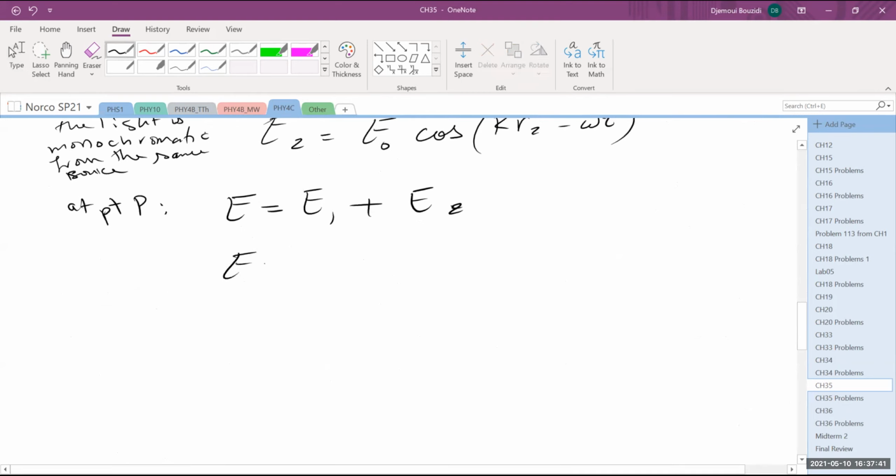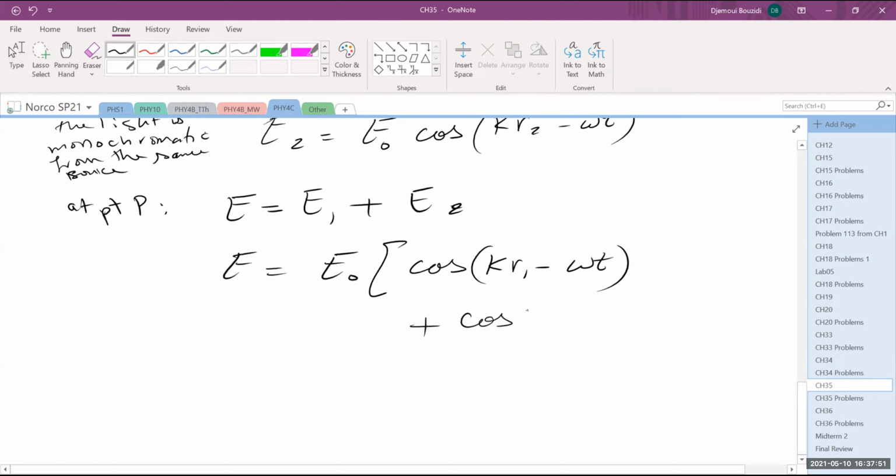I'm going to use some trig identities. So E is equal to E naught, open parentheses, cos of KR1 minus omega t plus cos of KR2 minus omega t. Actually, for convenience, I'm going to write R2 first and R1 second. It doesn't matter. The cosine is an even function, so even if I write it the way I don't like, I'm going to flip the signs and it's going to be the same thing. This is simple because this is just commuting the sum of two numbers.